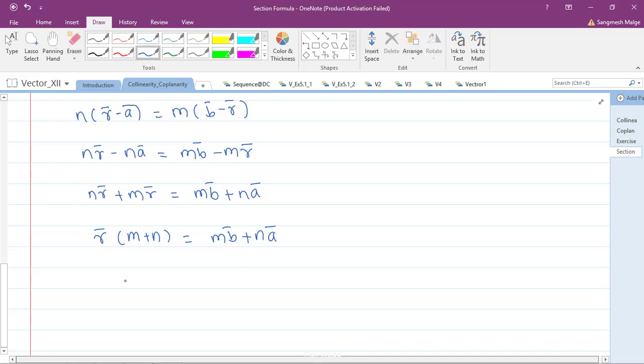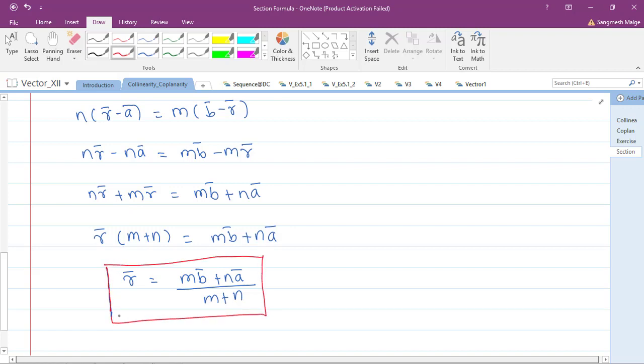Okay, so that will be the next step. It's (m B bar plus n A bar) upon (m plus n). That's it. This is the only thing we have to show. So R bar becomes what? R bar is (m B bar plus n A bar) upon (m plus n).